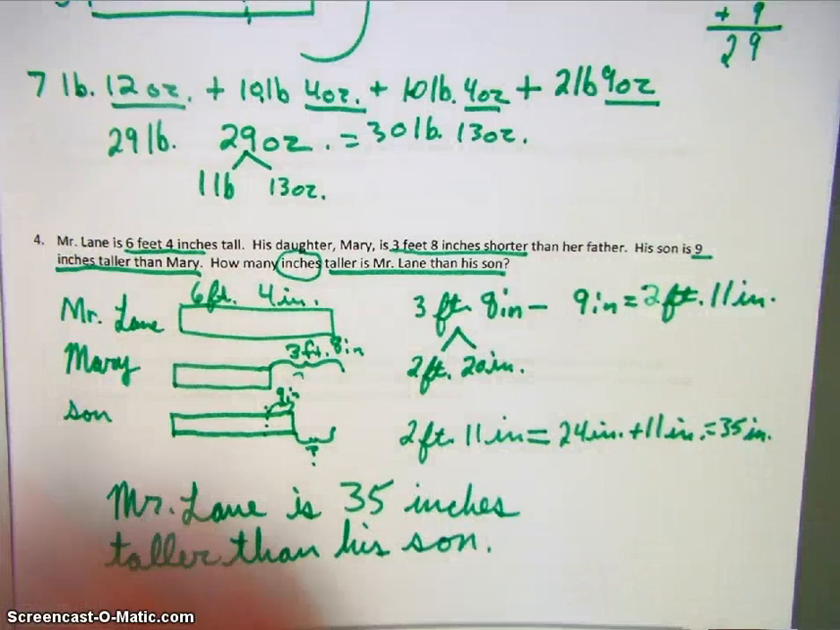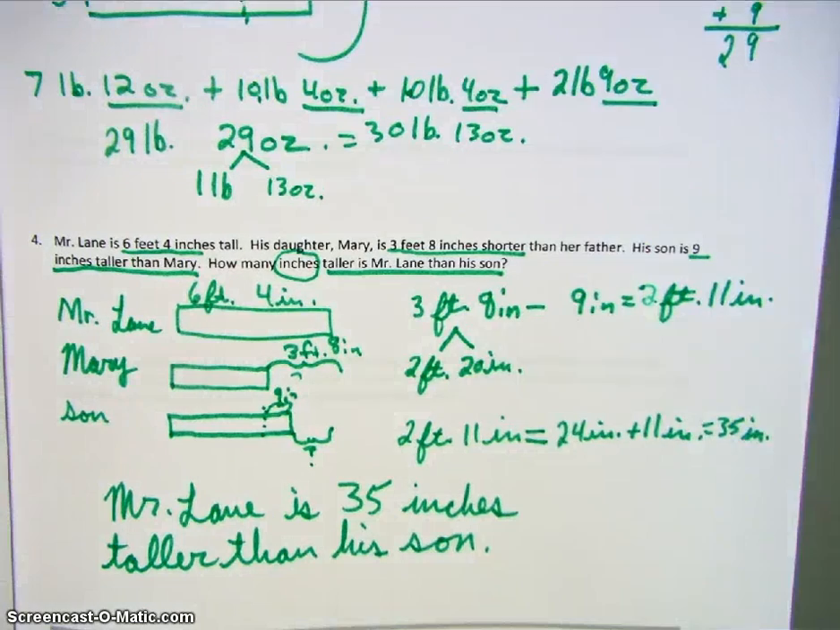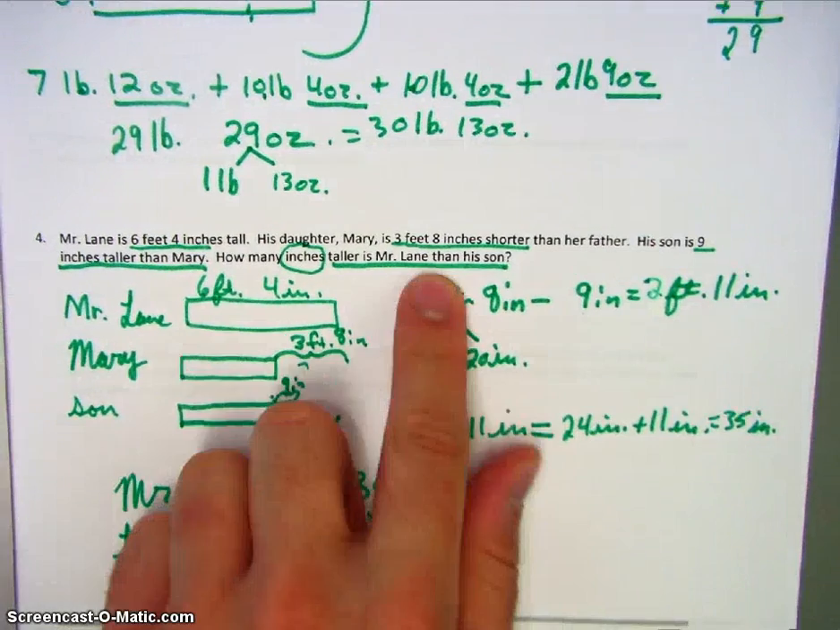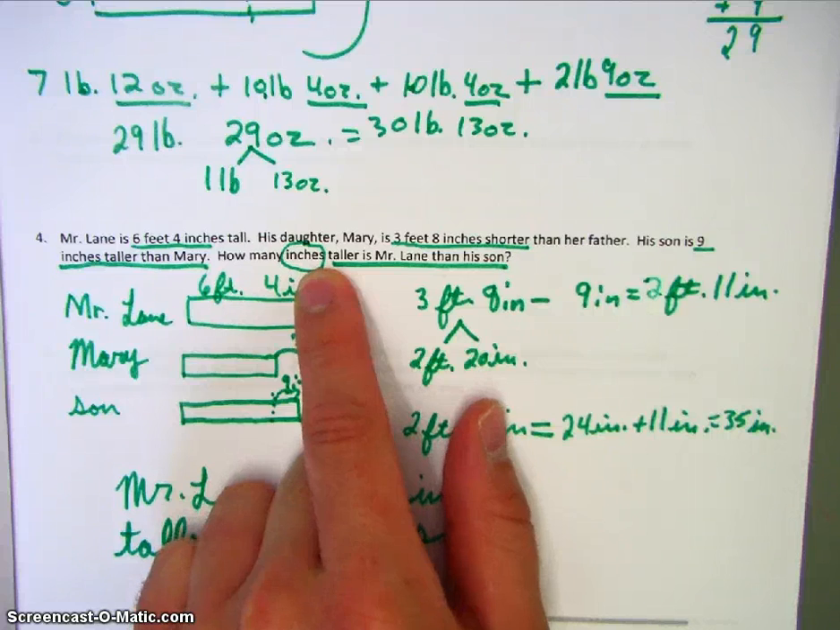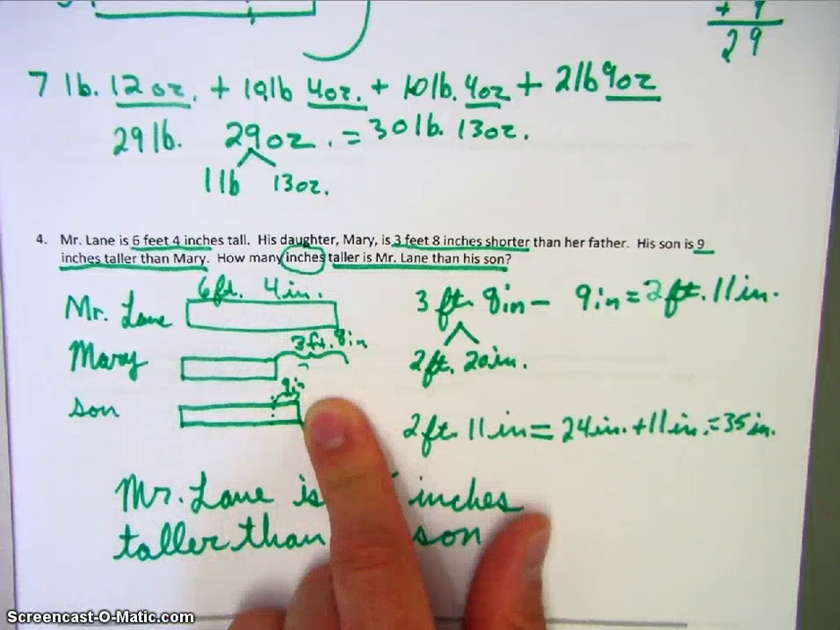Okay, so with these word problems, again, it's so important to make sure you're reading the question carefully, make sure you're underlining and circling in the question, and model it out with the tape diagram.